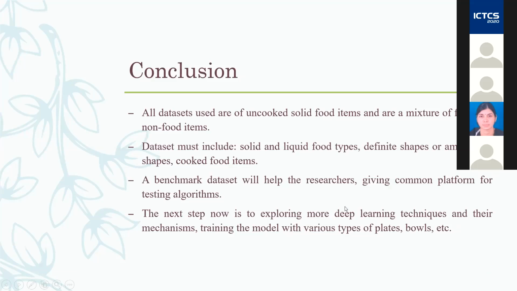And we are going to explore more in the deep learning techniques that are available. One more interesting finding is that we could train our model with the help of various types of containers in which the food is available. Can that be used to get better results? That is what we are going to work on, training the model with the help of different types of plates and bowls. So these are the two important findings from our study.